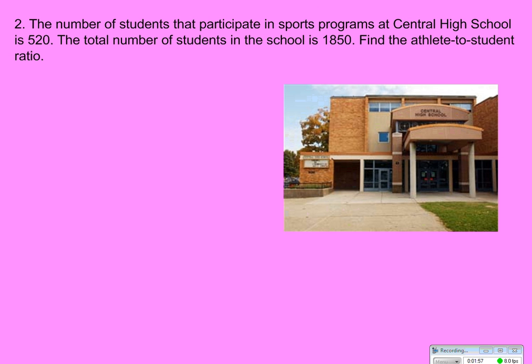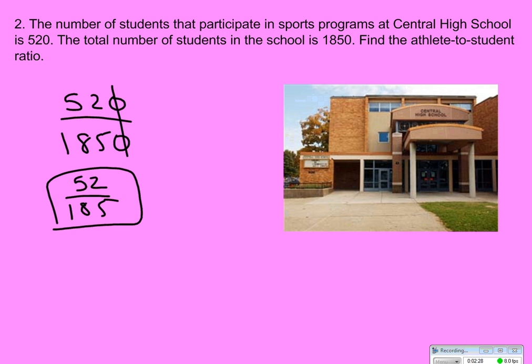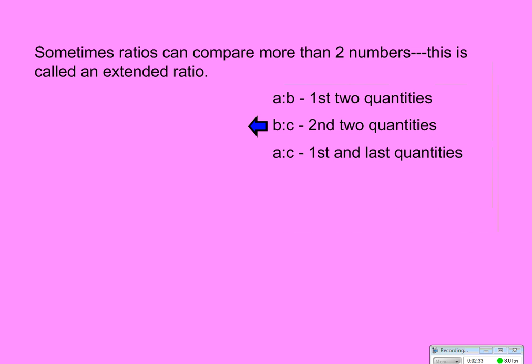So now take a look. The number of students that participate in sports programs at Central High School is 520. The total number of students is 1850. Find the athlete to student ratio. So the ratio is nothing more than 520 to 1850. Now, be a good math student. Simplify this, break this down as simply as possible. So the easy one to do is this. So that's 52 to 185. I'm not 100% sure there's anything else that can be divided there. So I think this is going to be it. Your simplest ratio is going to be out of every 185 kids, 52 of them will be an athlete in some way, shape, or form.